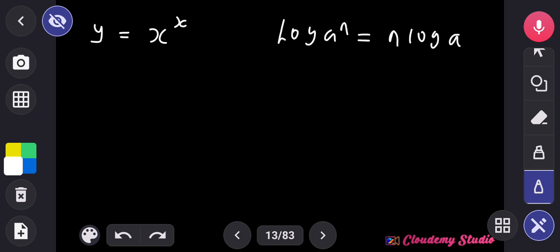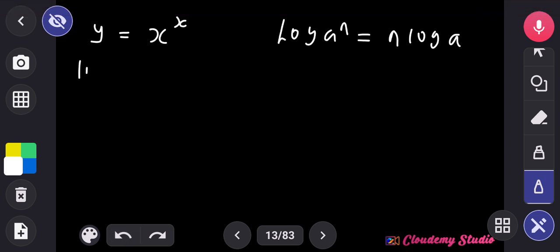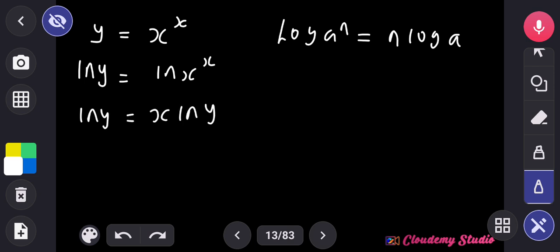So if I want to bring down this power that is here, I can take ln of both sides. So that is ln y equals ln x to the power x. And this power can come to the front. That is ln y equals x ln x. So this is the first thing that I'm going to do.